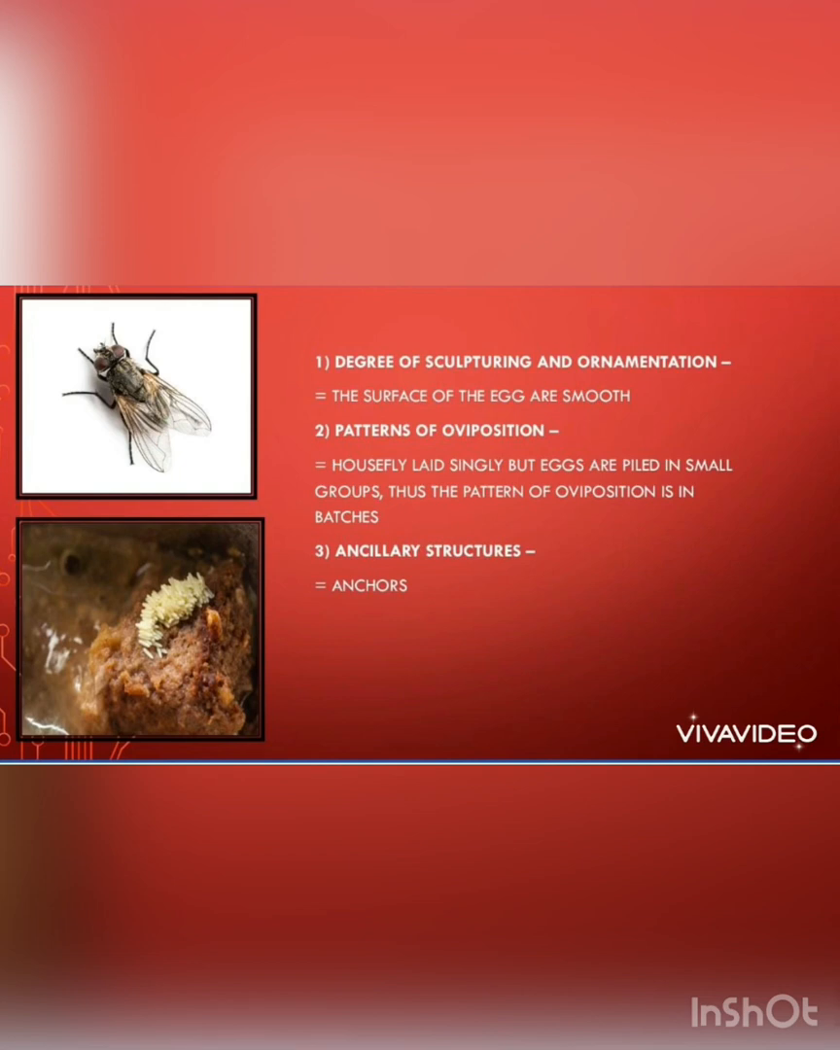Based on the photo, we can see how small the eggs are. The housefly lays eggs singly, but the eggs are piled in small groups. Thus, the pattern of oviposition is in batches. Hatching normally takes 4 to 20 days after the eggs are laid. The ancillary structure is anchors.